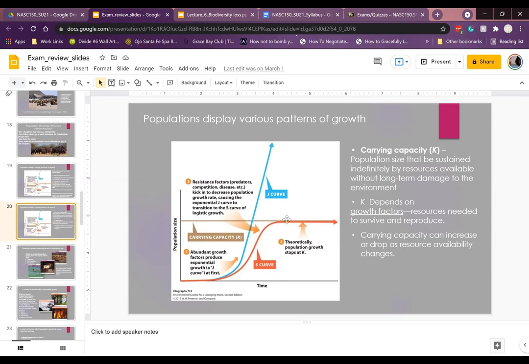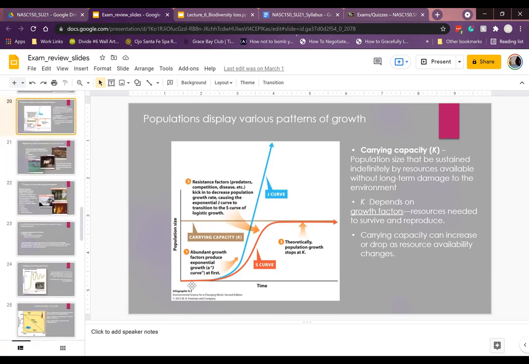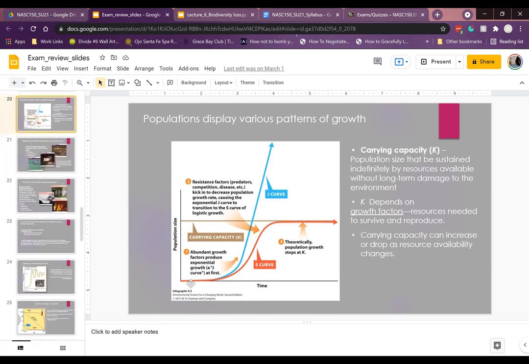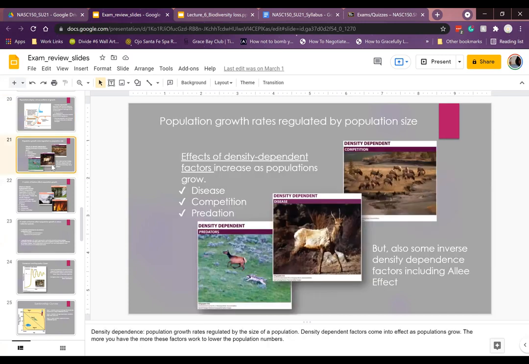And just as a reminder, the S curve is very much what we see for K-adapted species, or K-selected species, such as humans, as well as elephants. Now, we talked a little bit about two factors that limit population growth. The first one was density-dependent factors, which is reflective of how dense your population is. The more dense your population gets, the more likely these are to help limit your population's growth.